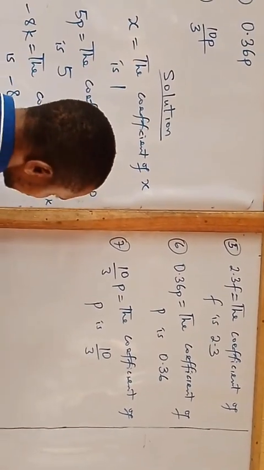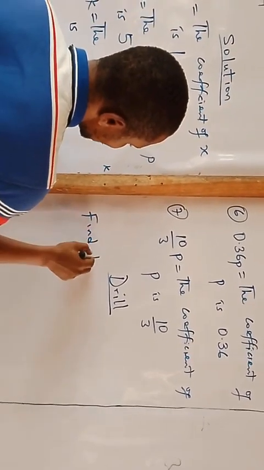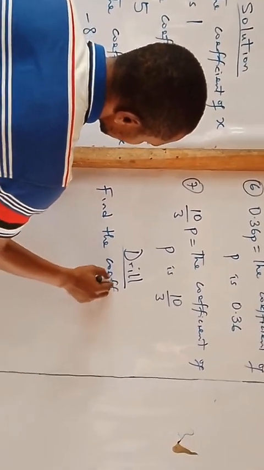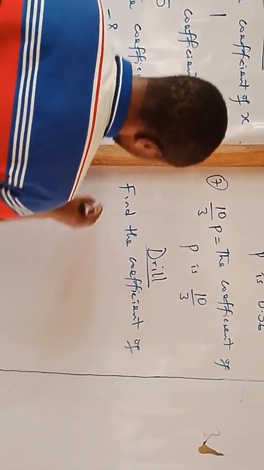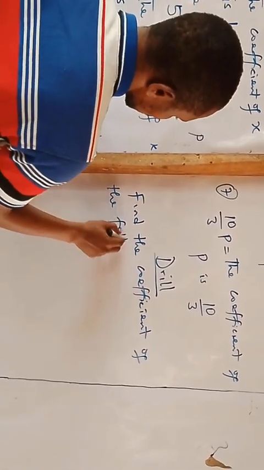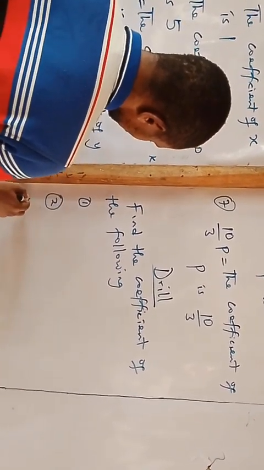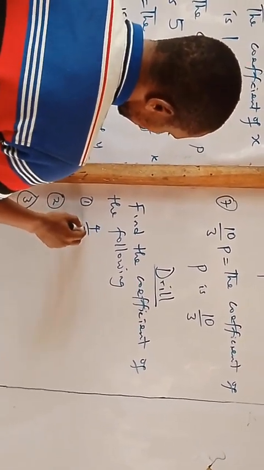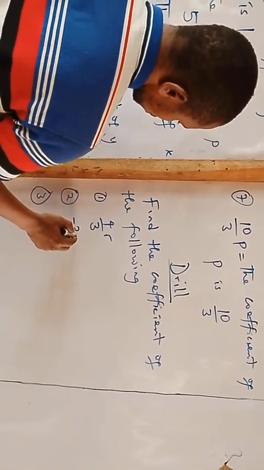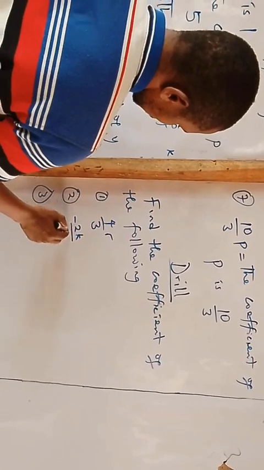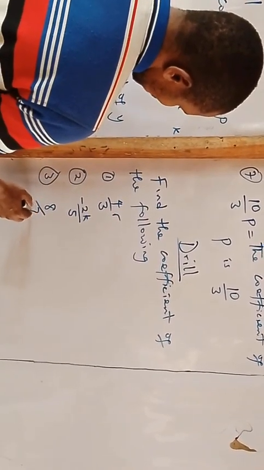So I want you to try this drill. Find the coefficient of the following and put your answer in the comment section. 4 over 3r, minus 2k over 5, 8 over 7p.